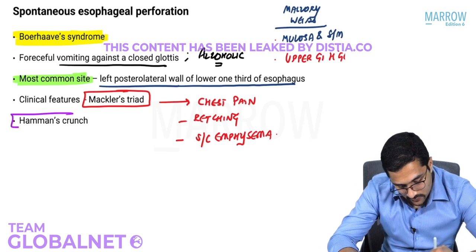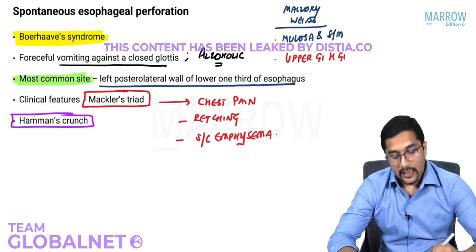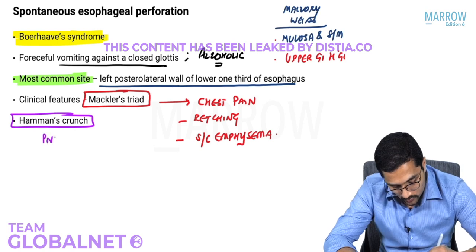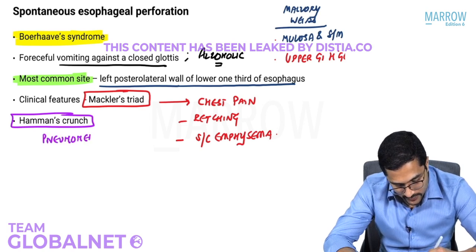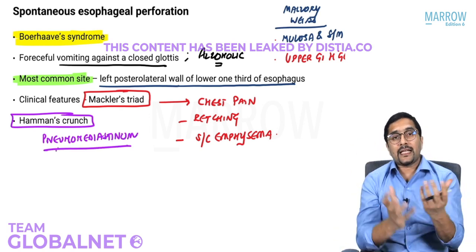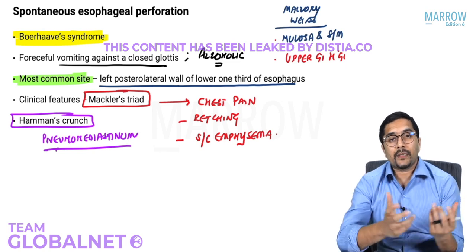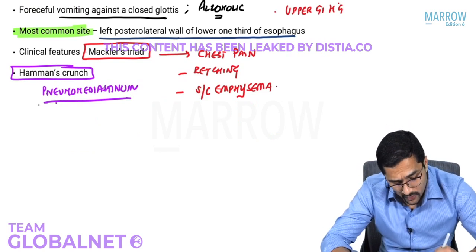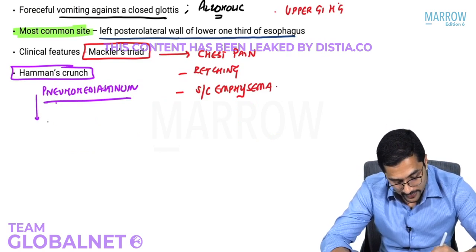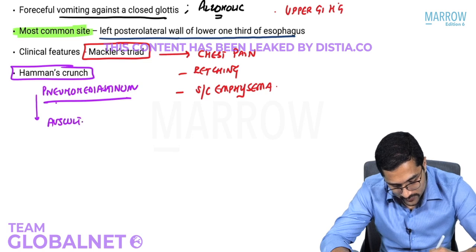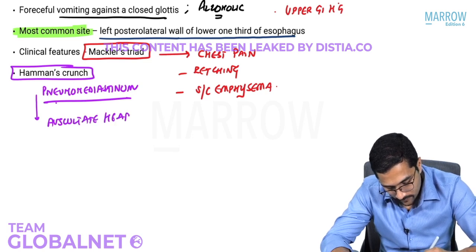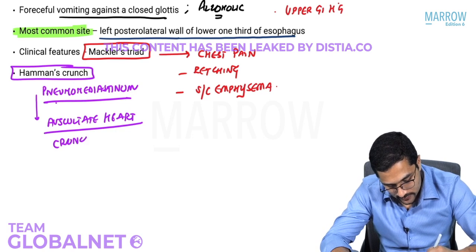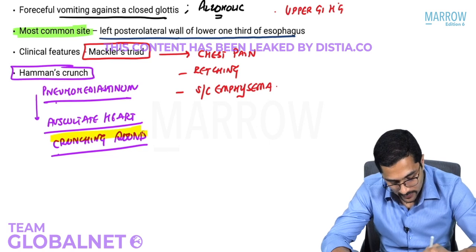One of the signs which we get here is a Hammond's crunch. And Hammond's crunch occurs because there is pneumomediastinum. So when the esophagus ruptures, when the esophagus perforates, air comes into the mediastinal space. And that gives rise to pneumomediastinum. So when there is pneumomediastinum and you auscultate the heart, you will get a crunching sound. And that is known as Hammond's crunch.